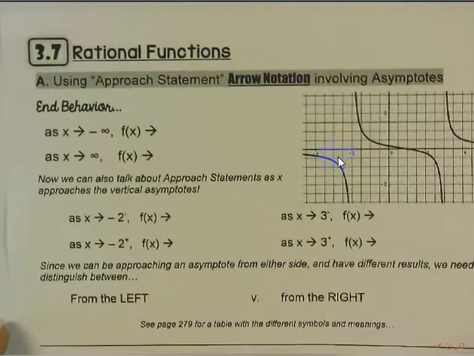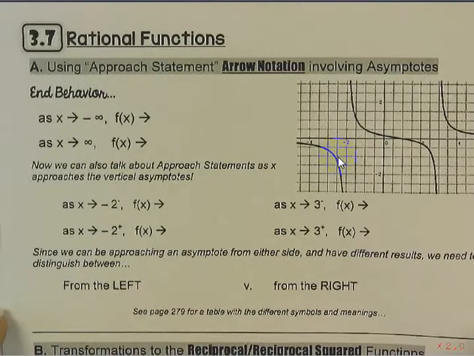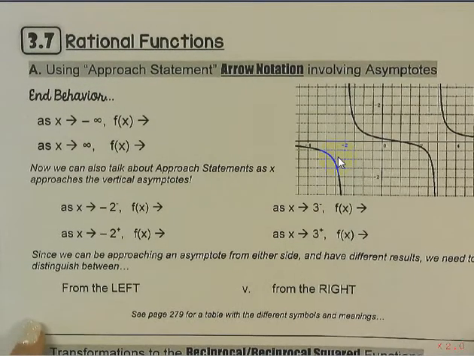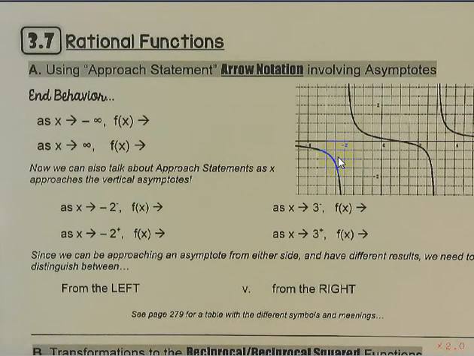So for part one that we're looking at, let's see if I can set this here and get it all centered. Rational functions, part A, we're going to talk about approach statements using arrow notation. Again, you've seen a little bit of this with our end behavior of polynomials. But with these rationals, take a look at this graph. This is an example of what some of the rational functions start looking like.